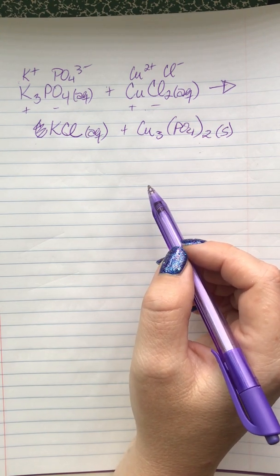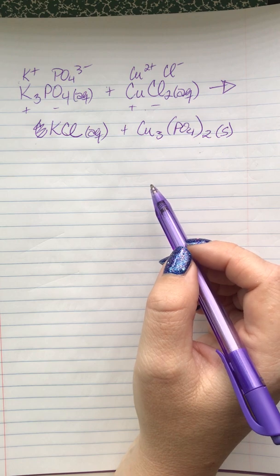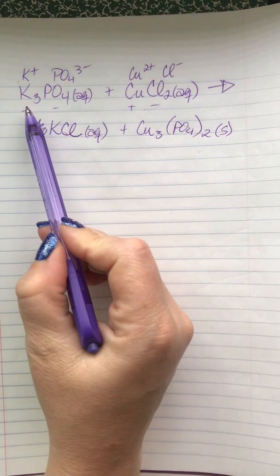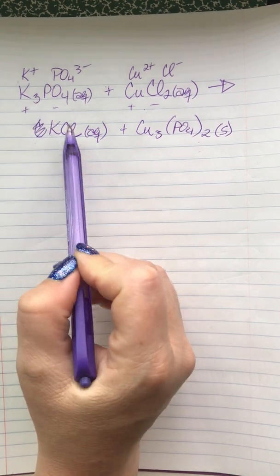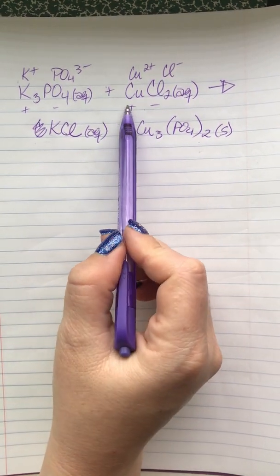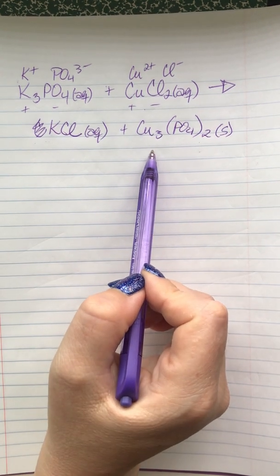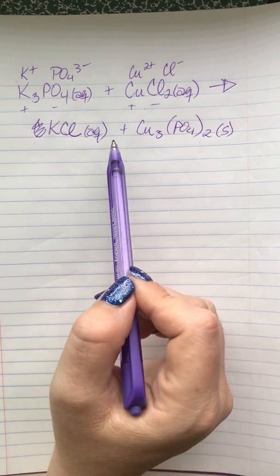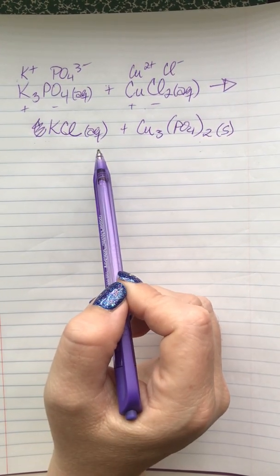I forgot we were doing double displacements. Let's break them apart. Before I can go to the tie, there's something really important that I have to do. I got to balance it. So I have 3 potassiums over here and 1 over here. I got 1 copper here and I got 3 here, right? So things are not balanced. Before you go to the tie, you have to make sure your equation is balanced.